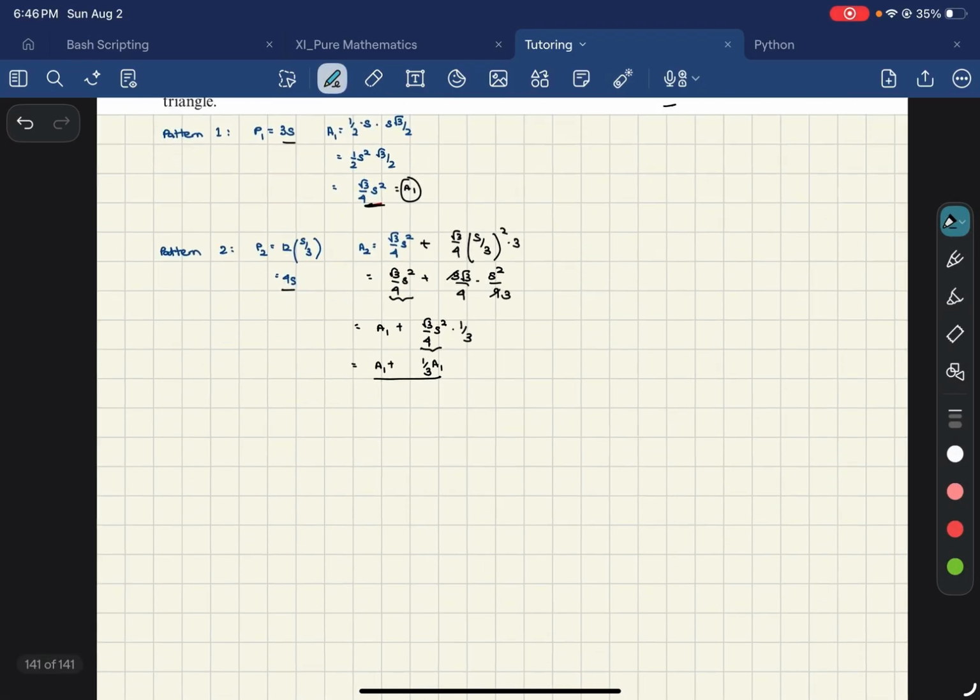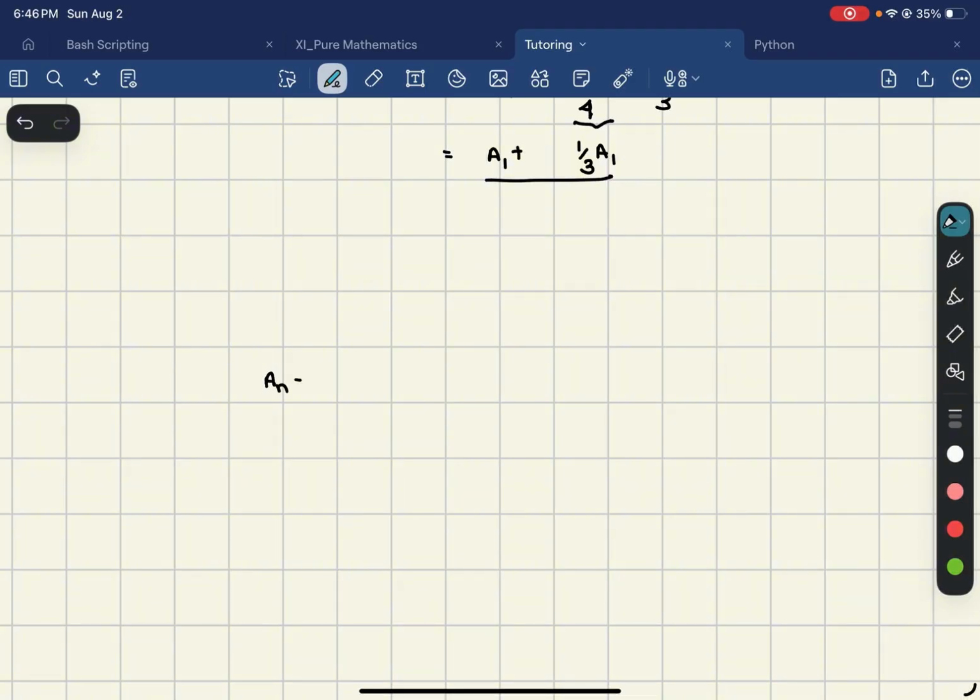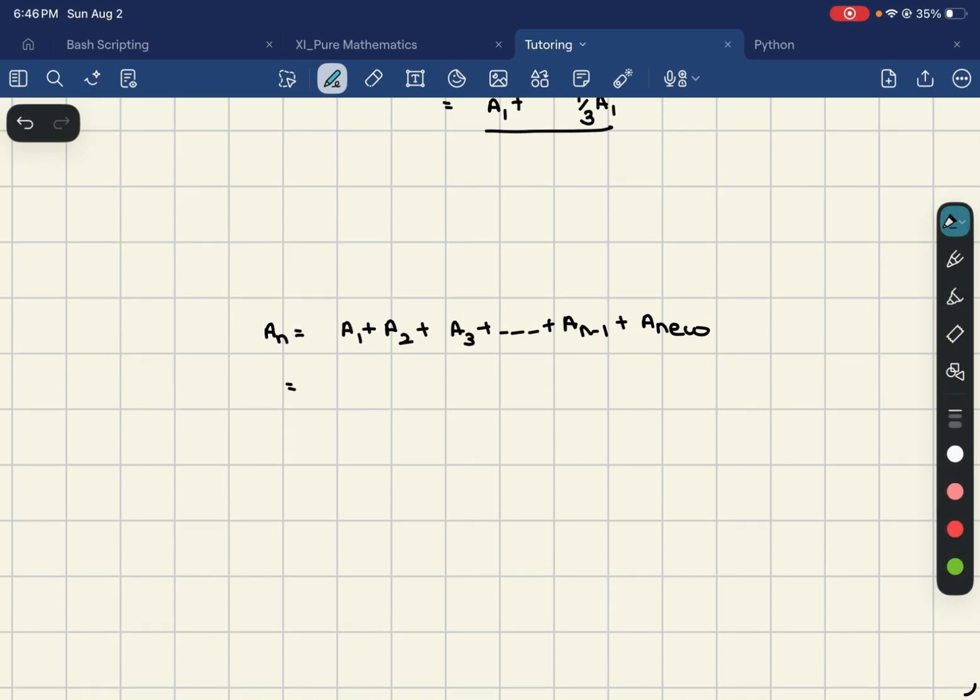All right, so let's write an expression for AN. So AN is going to be A1 plus A2 plus A3, all the way up until AN minus 1, plus the area of the new triangles. But now let's start with A2. We know something, we can do something here. A1 had 3 sides. A2 had 12 sides. So how many new triangles did we have? We have 3 new triangles. So for A2, we had 3 new triangles.